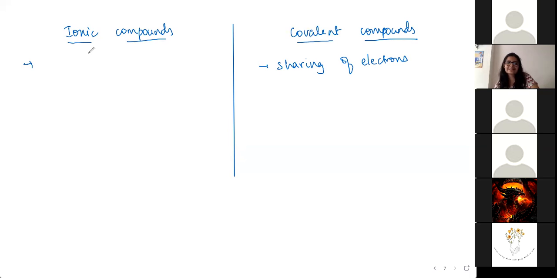Yes, Swayam, we did this yesterday. If you don't remember, go through your notes pehle ka and refer to it. Yeah, Swayam says forming ions, absolutely. So ionic compounds mein hote hai ions. Okay, so that's the fundamental difference between ionic compounds and covalent compounds.